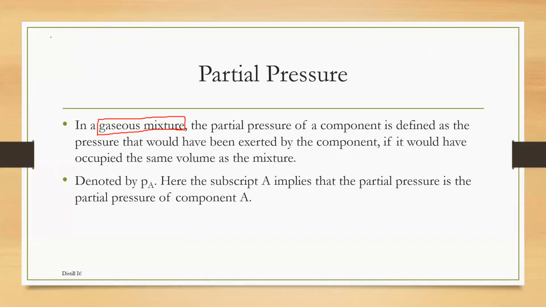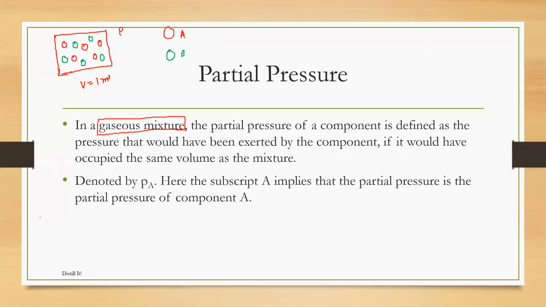Now let me explain what this means. Let's say I have a tank or a box, and the volume of the box is 1 meter cube, and the pressure exerted by the gas inside the box is capital P. If I say that there is a gas A inside this box, and also another gas B inside the box, then it is a gaseous mixture. So there are two gases, gas A and gas B, a mixture of A and B.